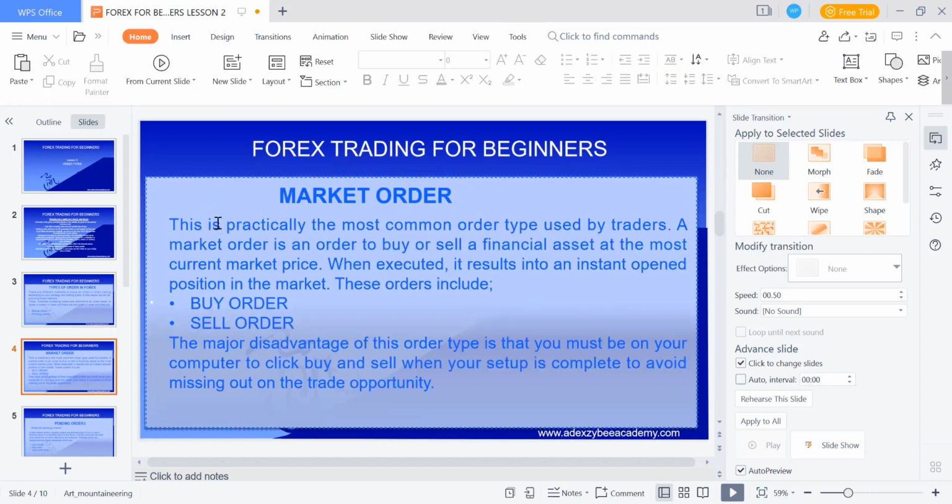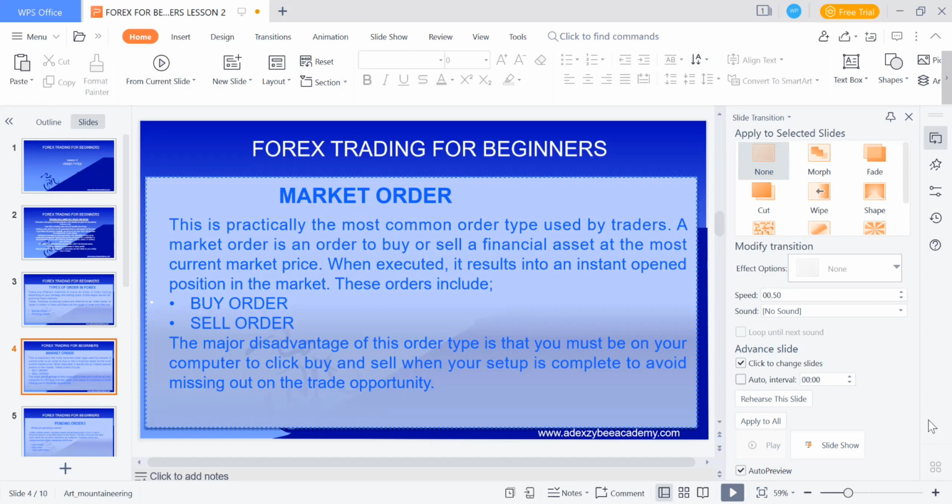Now, market order. This is practically the most common order type used by traders. A market order is an order to buy or sell a financial asset. In the forex market, we'll be buying or selling currency pairs at the most current price. If you are buying or selling a currency pair at the recent or most available price, that is what we call a market order. You just click on buy and it executes immediately, or you click on sell and it executes immediately.